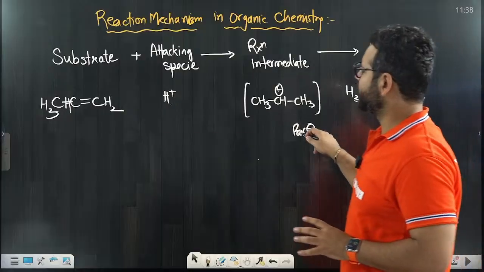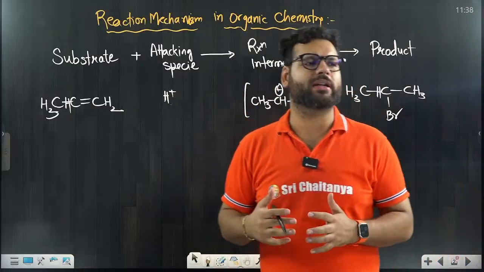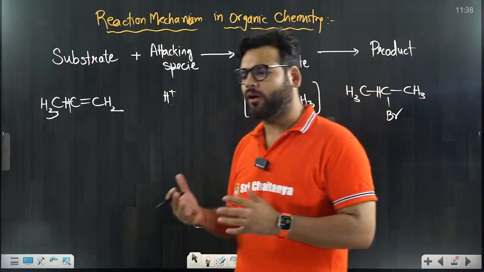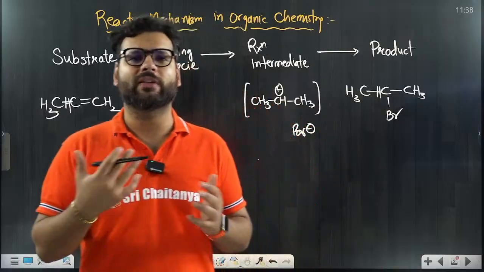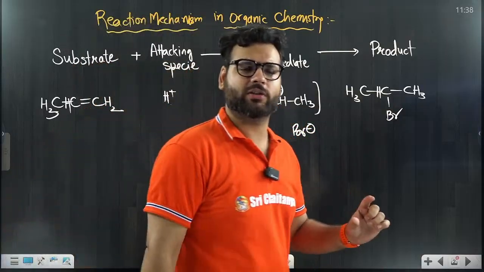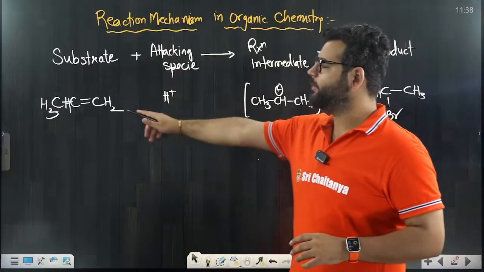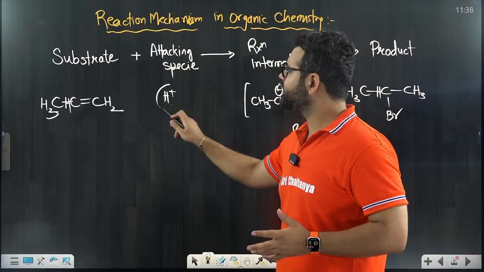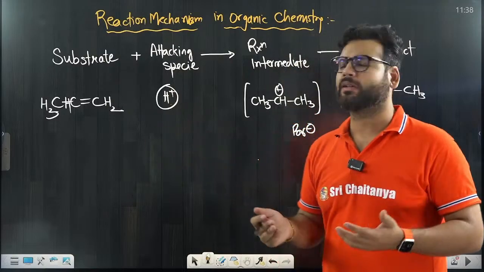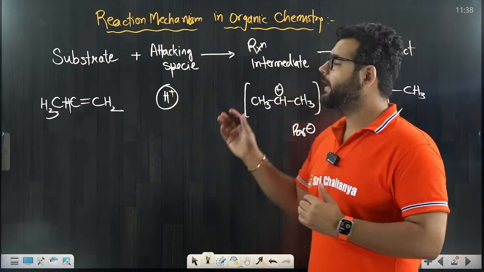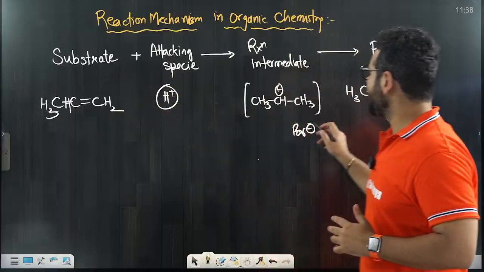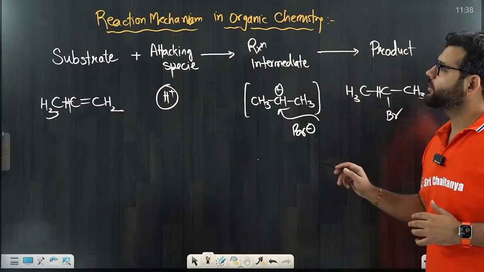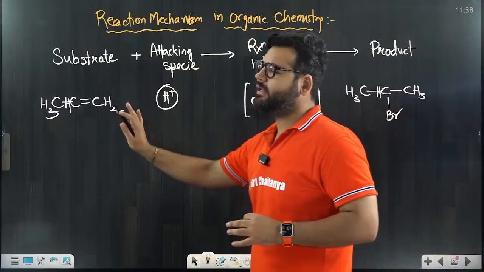We will see how to move the bonds, how electrons will move and bonds will form, when the reaction mechanism starts. Right now, I'm just telling you definitions. So when there is a substrate, the reactant, the attacking species will come and attack on it. In this case, the attacking species is an electron loving species. We call it an electrophile. Electrophile adds first, then a nucleophile comes and adds. So this is known as an electrophilic addition reaction.